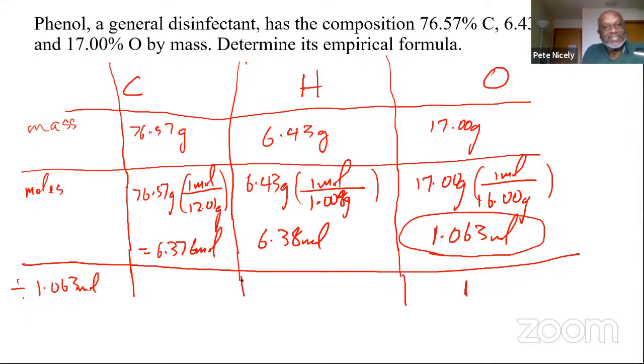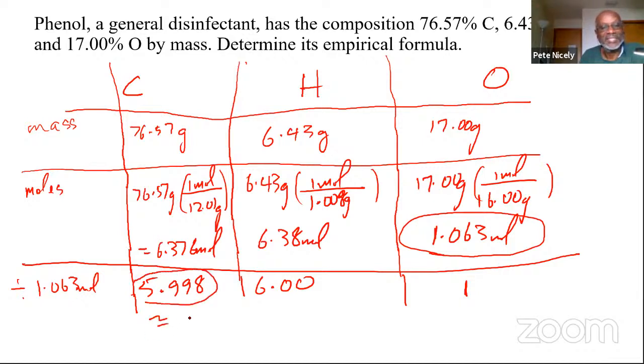So let's see what happens when you divide 6.376 by 1.063. According to my calculations, rounded off to 4 sig figs, that gives you 5.998. And 6.38 divided by 1.063, rounded off to 3 sig figs, gives you 6.00. Upon inspection, you'd notice that this is very close to 6.